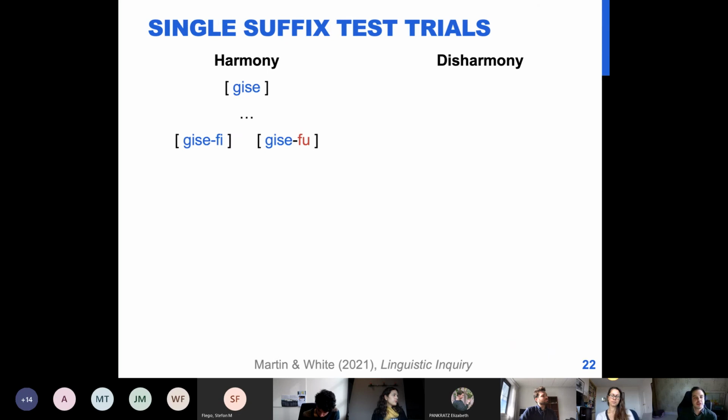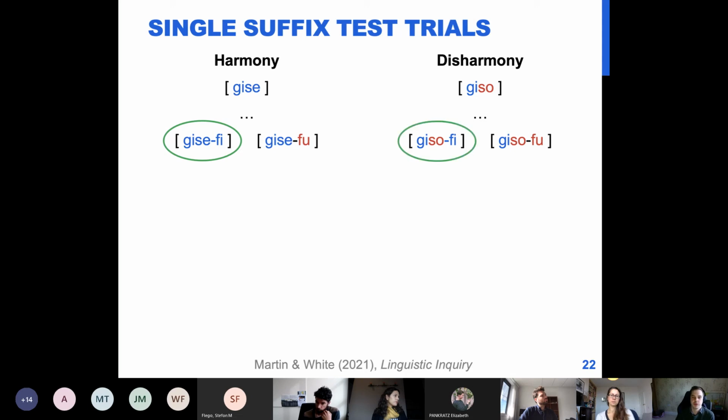So for our single suffix test trials, this would be a case like gise, and they would choose, this was forced choice, between gise-fi and gise-fu. The correct answer would be gise-fi. And for disharmony, they would have disharmonic stems, so giso. So they would choose between giso-fi and giso-fu. The correct answer is giso-fi.